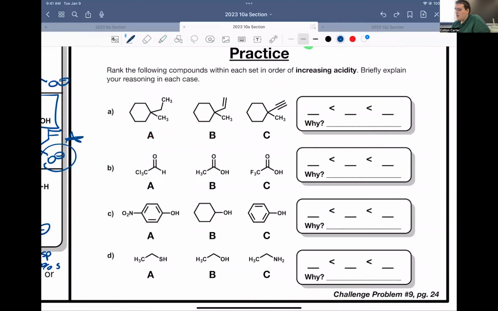Well, these are all carbon-carbon bonds. And so this is sp3, this is sp2, this is sp. And we know more s character is more acidic. So C, B, A by s character. That to me is an easier skill. And this challenge problem page, I think that y'all can do on your own fairly well. But if we want to just master that and get it feeling good, we can do that.